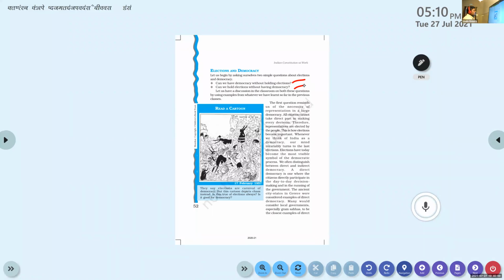Elections have today become the most visible symbol of the democratic process. We often distinguish between direct and indirect democracy. A direct democracy is one where the citizen directly participates in the day-to-day decision making and in the running of the government. Underline that. Direct democracy means each and every individual in the country every day will participate in the decision making process. The ancient city states in Greece were considered examples of direct democracy. Clear.